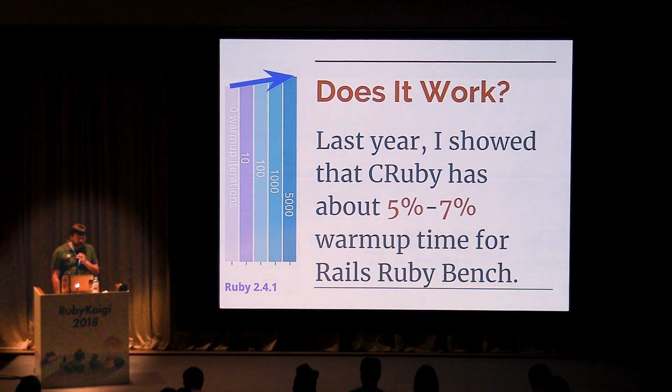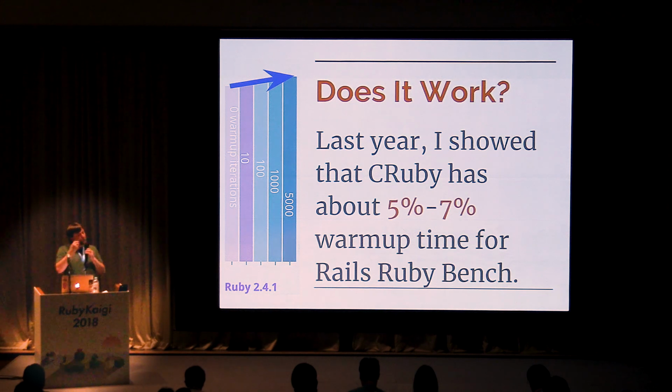So this is that graph from last year. This is the, hey, look, it has some warm-up time. The arrow is just sort of across those bars. And overall, my giant Rails benchmark runs about 5 to 7% faster after 5,000 warm-up iterations than it ran after the first, entirely cold. And that was on a total of another 6,000 iterations, I think. So, okay, that was something.